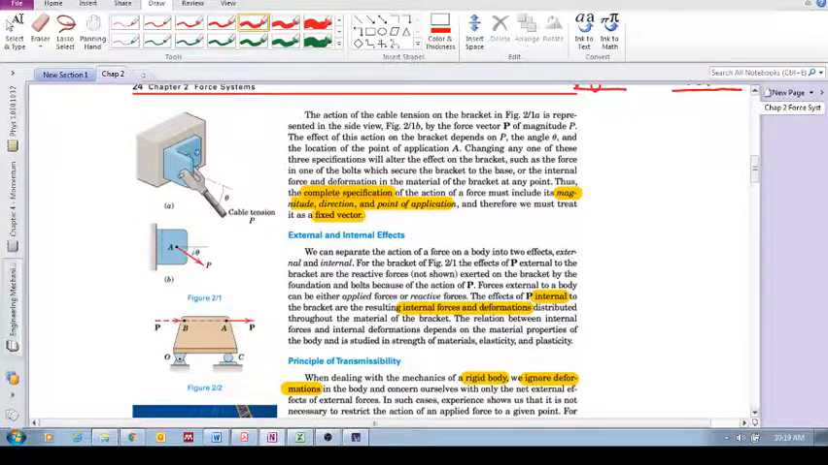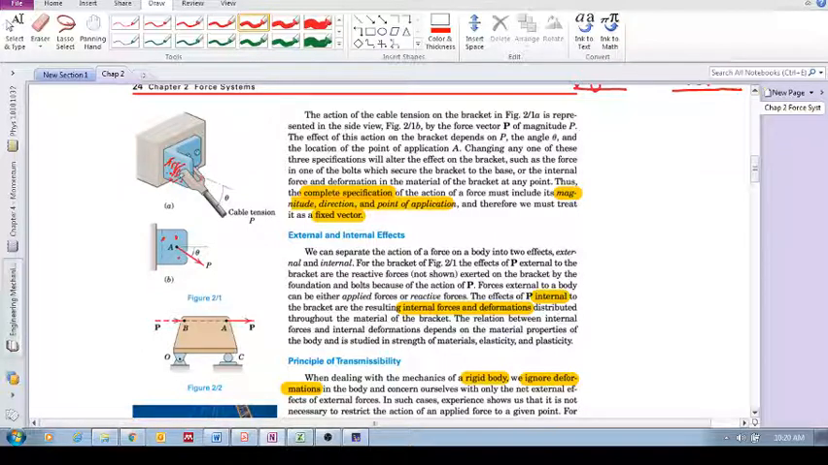All right, so let's look at this example. Here we have a bracket attached to a wall or something, and it's bolted, and we have a cable that is also pin connected over there. And here we have a little diagram. You can see that this force being applied to this bracket, if you change the magnitude of that force, so that tension is larger or smaller, if you change the direction, or if you change the point of application, you apply it at some different point, it's going to have an effect on those bolts. It's going to have an effect on what's happening internally.